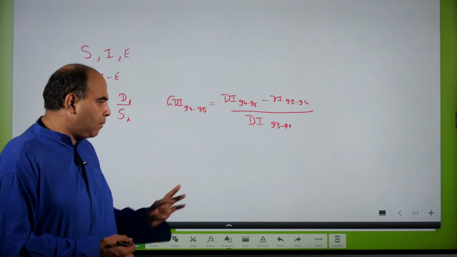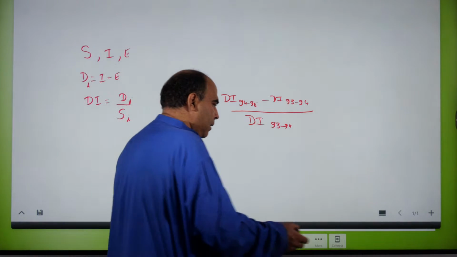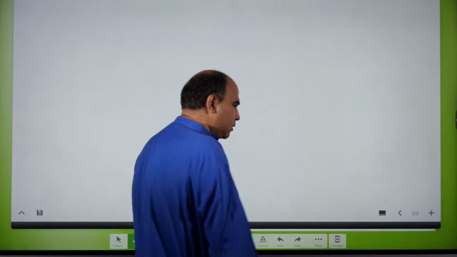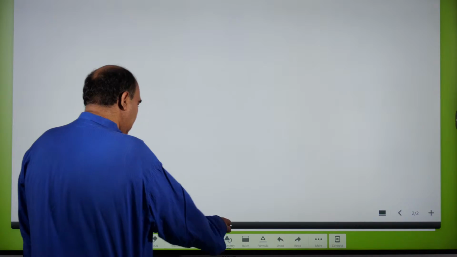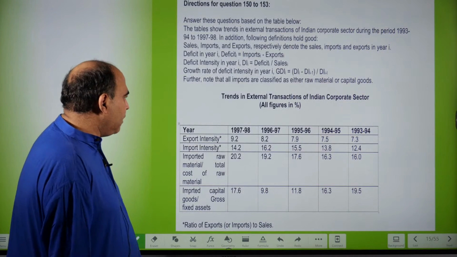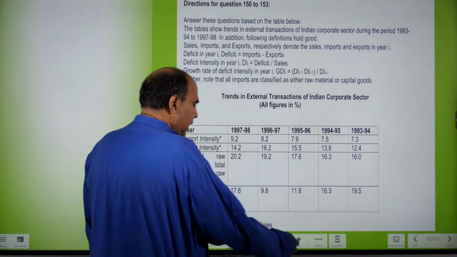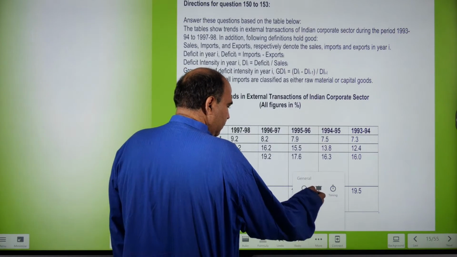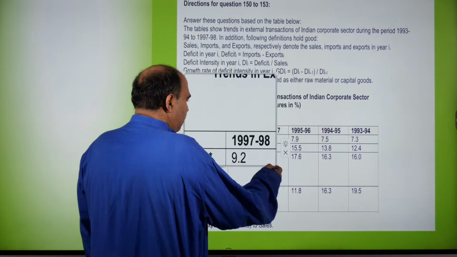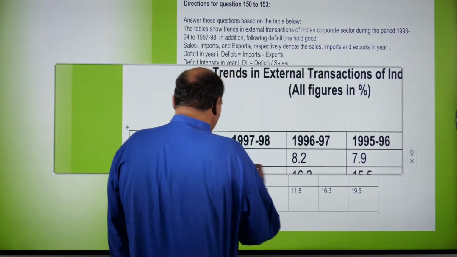So the whole game in this question is going to be about these 6 variables. So let's start moving now. Now it's time to look at the table. And this table shows me trends of external transactions of Indian corporate sector. Okay, I'll take the zoom option again because it makes it easier for you to watch this.